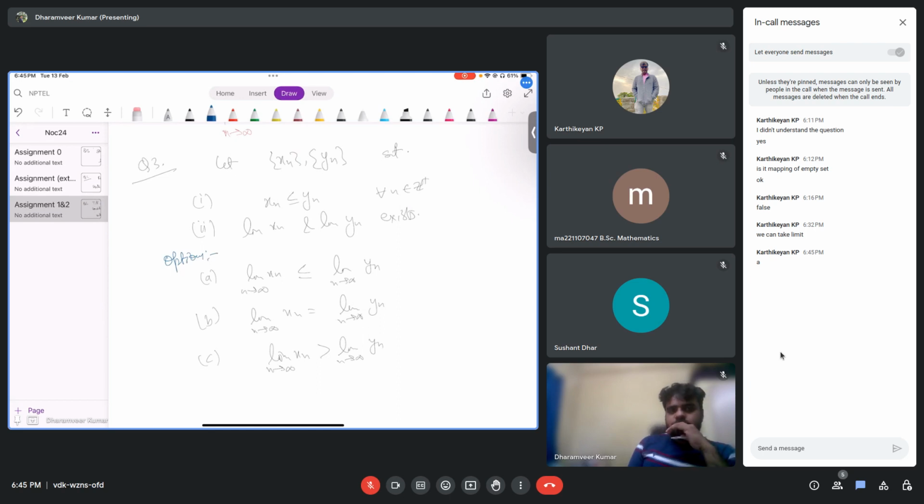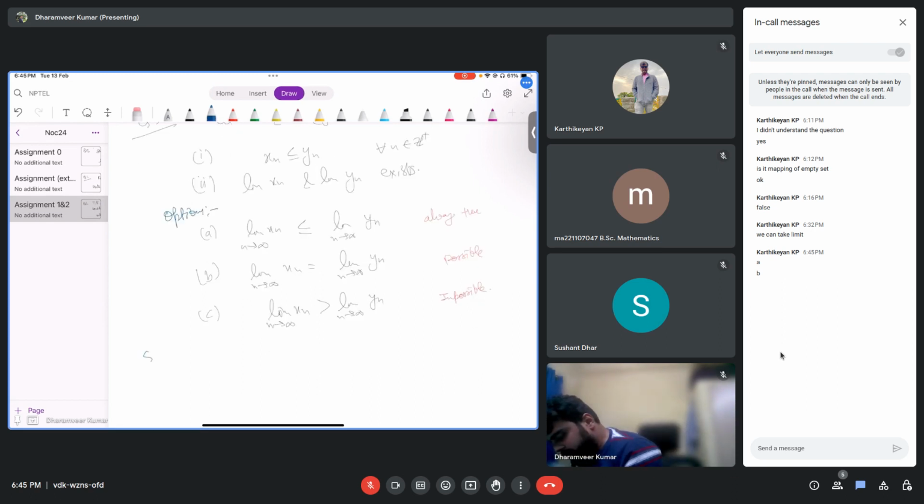And B is also possible when xn equals yn. So this is again possible. This is always true. This is impossible. So A and B are possible. This was like in JEE times, you used to get HC Verma questions where there were multiple options which could be correct. So it was like that.